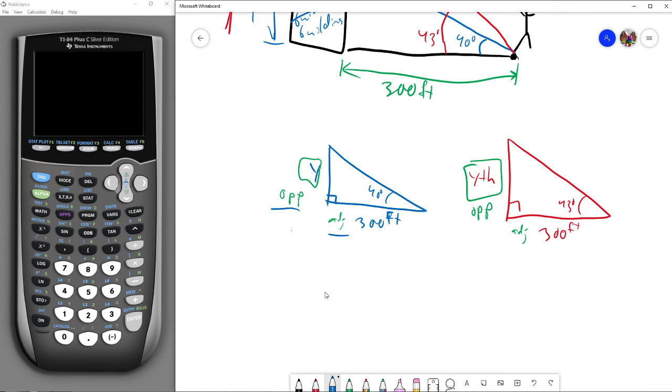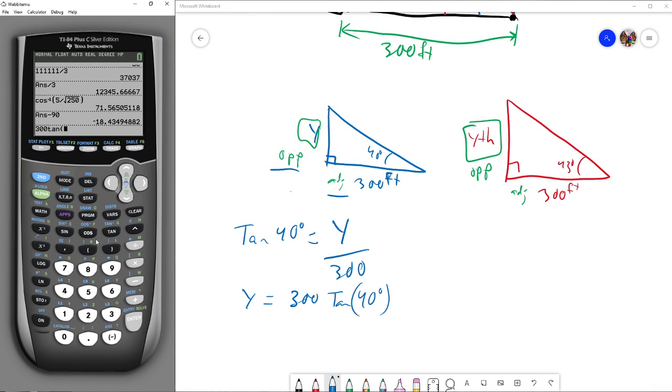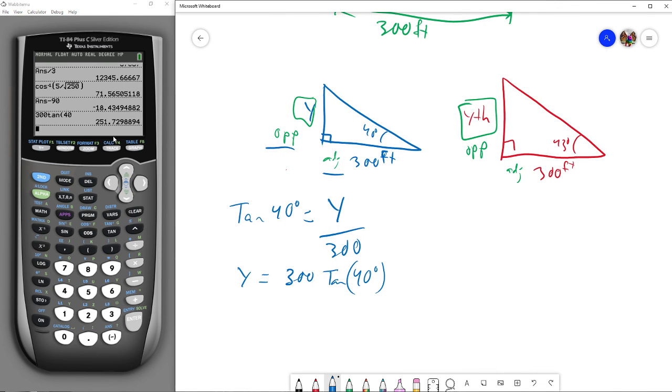That tells me tangent. So setting this up, tangent of our angle, 40 degrees, is equal to opposite over adjacent. So if we solve for y, y has to equal 300 times tangent of 40 degrees. All we had to do is multiply both sides by 300, and we got y by itself. So 300 tangent 40. Note, calculator's in degree mode. So this tells us the height of the building is equal to about 251.7 feet.